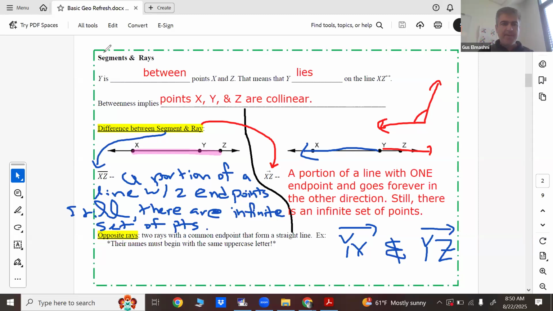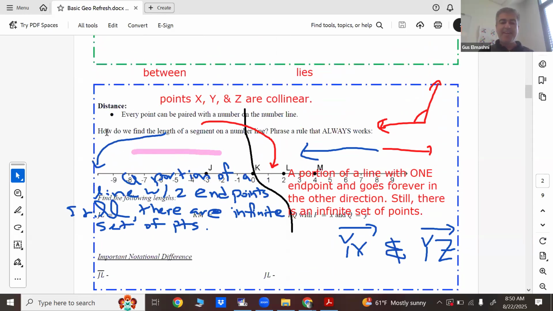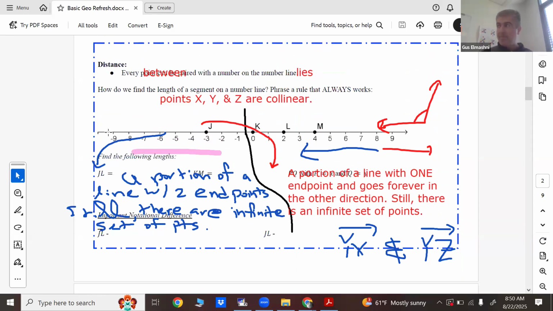All right, let's keep moving. Any questions so far? That's a big information dump today. All right, let's keep moving. Emily, right? Do you want to read the part about distance, please?